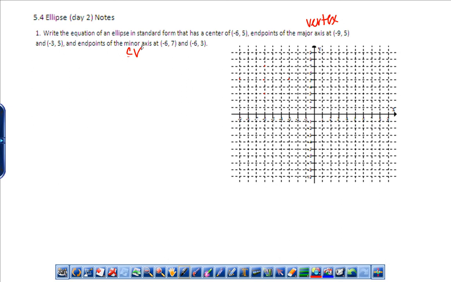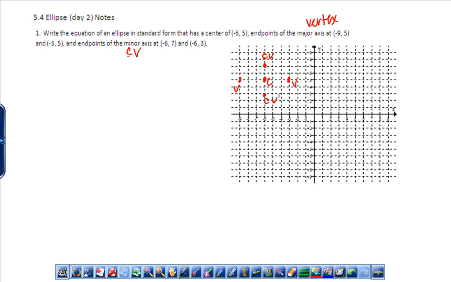Okay, I've given you a graph to help you out, and in your homework you're going to have to use your own graph paper. So let's start by plotting this. Center of (-6, 5). And remember, go ahead and label as you're doing this. Endpoints of your major axis at (-9, 5) and (-3, 5). This is your vertex. And then endpoints of your minor axis, that's your co-vertex, is (-6, 7). That would be here, that's your co-vertex, and (-6, 3).